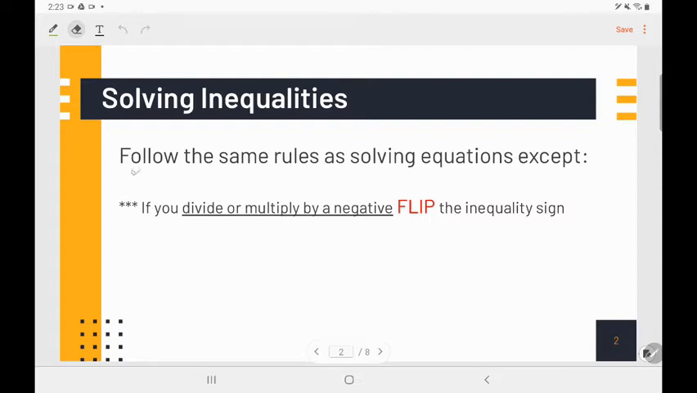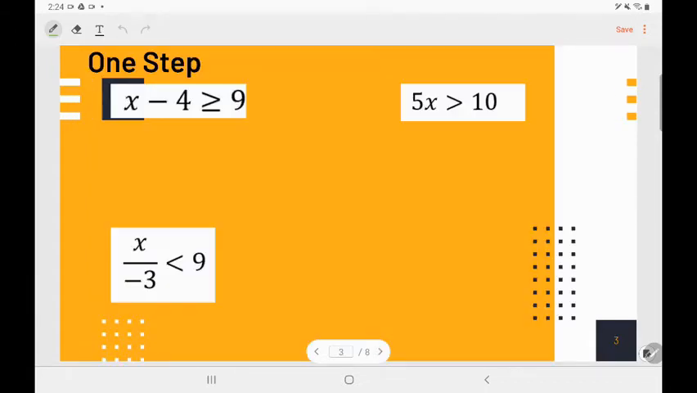We are going to follow the exact same rules as solving equations, except, here's the big except, if you divide or multiply by a negative, and that's dividing or multiplying, we're going to flip the inequality sign. So that means if I had this inequality to start with, I'm going to flip it to greater than. If I started with greater than or equal to, it's going to flip to less than or equal to. Let's go ahead and get started.